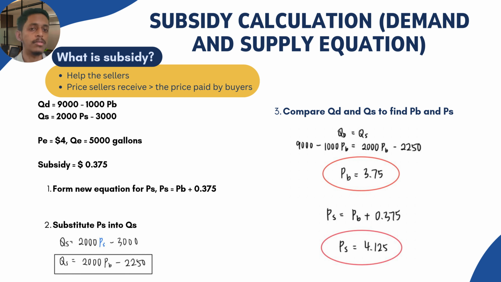Step 3, we solve for the equilibrium. We set the new supply equal to quantity demand. So 9000 minus 1000 PB equals 2000 PB minus 2250. Solving for PB, the price buyers pay drops to $3.75. Finally, we calculate the price sellers get by adding the subsidy back in.